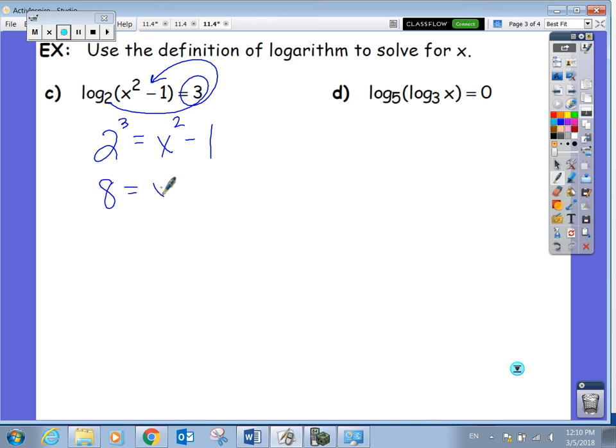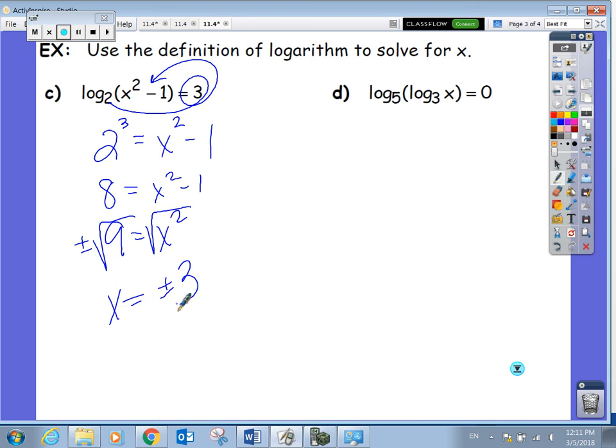So 8 equals x squared minus 1. Bring that 1 over, or bring the 8 over and set it equal to 0. Either way, you're going to get the same answers. When you take the square root, so we put the square root on there, it wasn't there, that's when it's plus or minus. So we get x equals plus or minus 3.